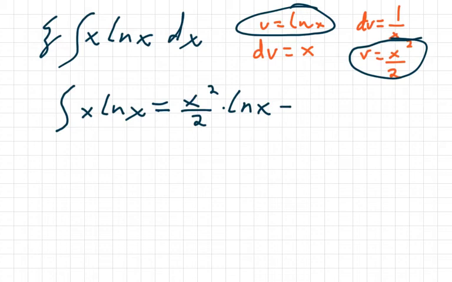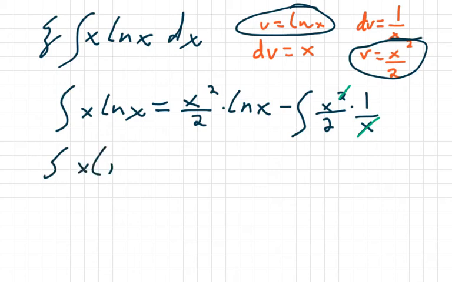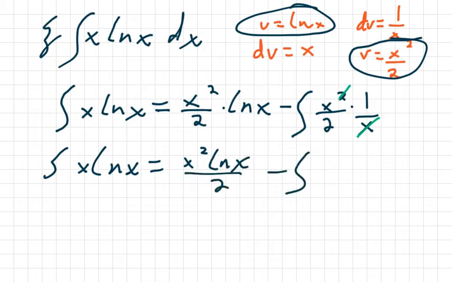So then minus the integral. And the integral is always the opposite of what you used in the first. And I always think u dv, so this is v du. So this is going to be x squared over 2 times 1 over x. And of course I will simplify that before I go any further. So I'll write that down in one more line. x ln x equals x squared ln x all over 2 minus the integral of x over 2. And now we can just integrate that last chunk.